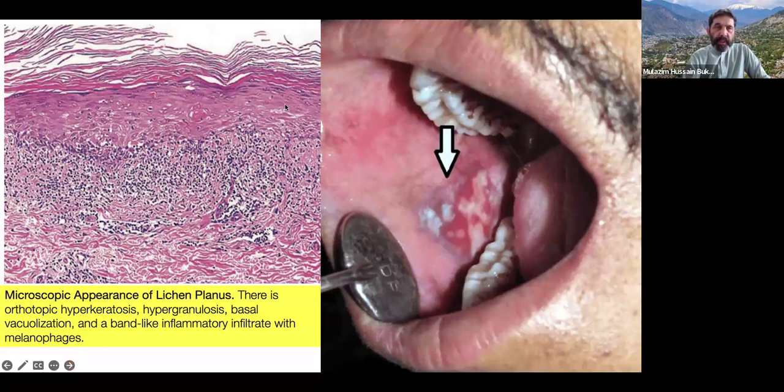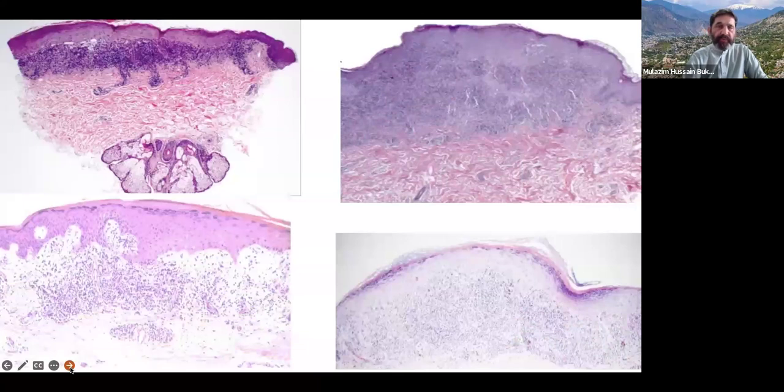You see hypergranulosis. These are different pictures. This is the differential diagnosis that differentiates the different variants. This variant is lichenoid keratosis in a sun exposed area. I will discuss it further later. Showing here the hypergranulosis, showing here some effacement of the dermoepidermal junction.